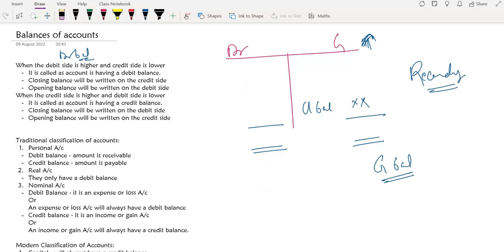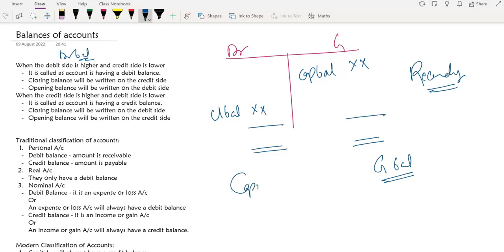Now let's say the account is having a credit balance. In that scenario our opening balance will be written on the credit side and the closing balance will be recorded on the debit side. So in 12th class, when we are preparing too many ledgers, these things come handy. Every time a student gets confused: ma'am, whether the capital account will have a debit balance, do we have to write the opening balance on the debit side or credit side?